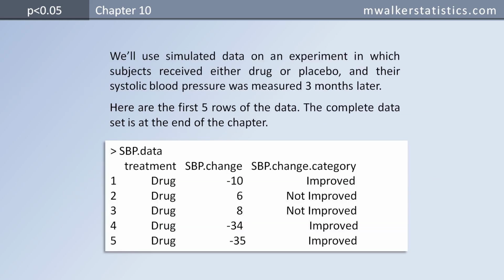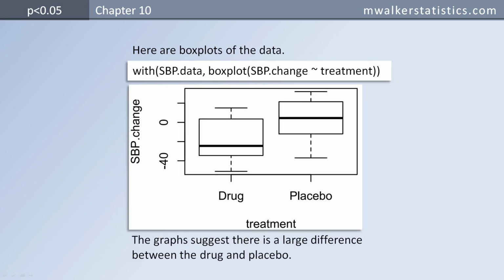We'll use simulated data on an experiment in which subjects received either drug or placebo, and their systolic blood pressure was measured 3 months later. Here are the first 5 rows of the data. The complete data set is at the end of the chapter. Here are box plots of the data. The graphs suggest there is a large difference between the drug and placebo.